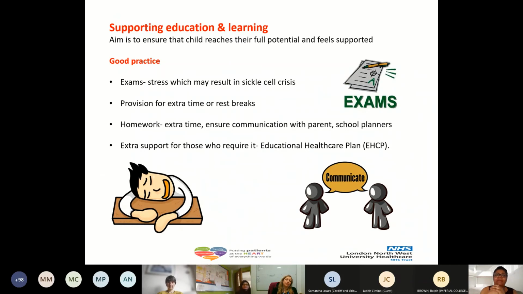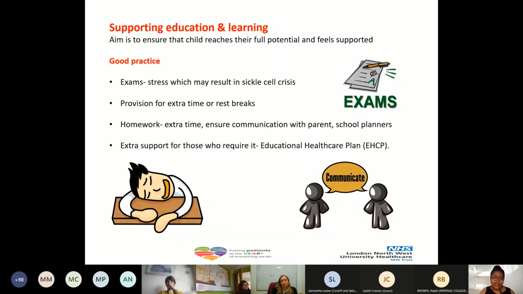Right, so same again for exams, we need support with education and learning. Some children have EHCPs, the educational healthcare plans, if they need it. Extra time is needed sometimes in exams, because remember, exams bring on the stress and then the sickle crisis. So a small provision for extra time or rest breaks would be good. And communicating with parents well, we can't stress that enough.